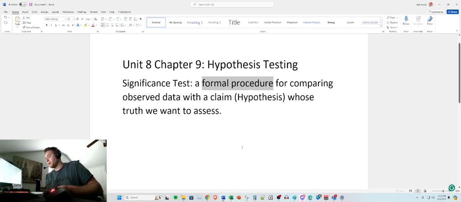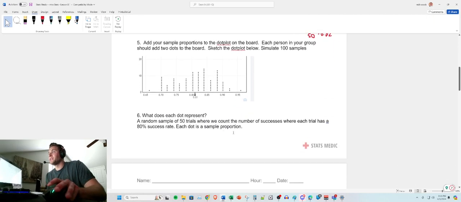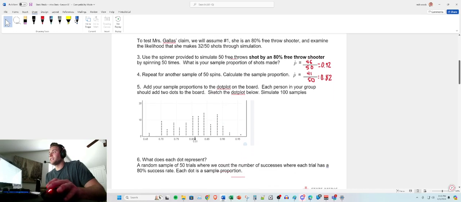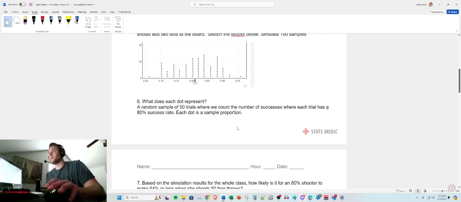And we had a reasoning behind it. We went through some of the logic of it to decide whether that claim was valid, and we decided that it was not, because if she was an 80% free throw shooter, but her original data, she shot 64%, that just never happened in our simulations. So it doesn't really make sense that that would be true.